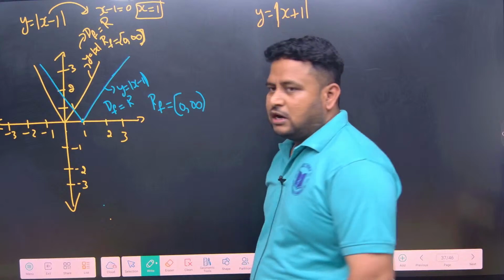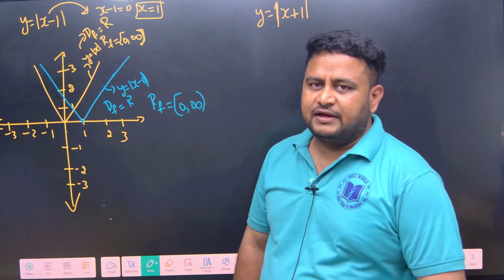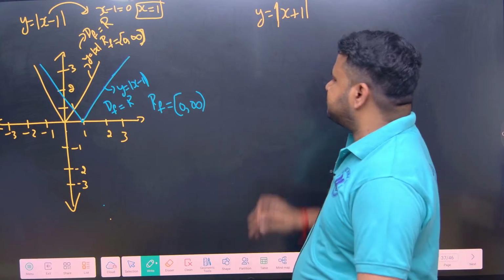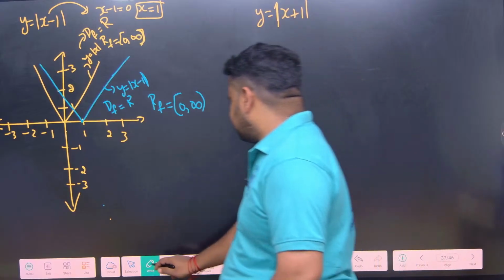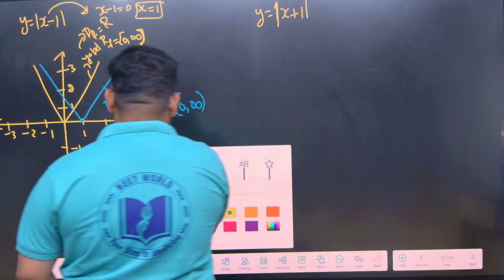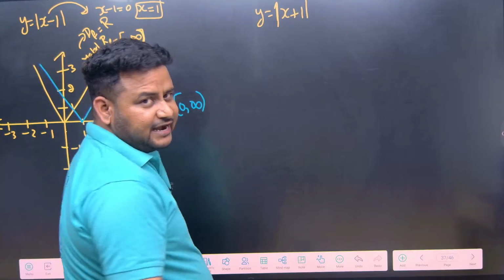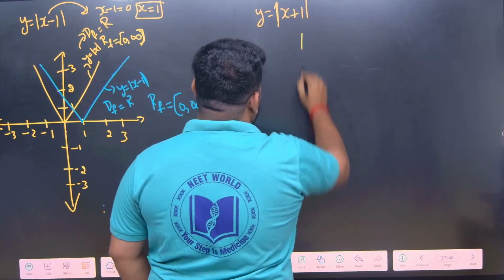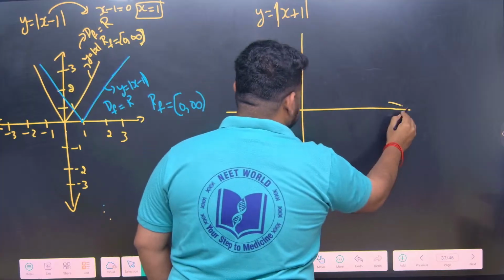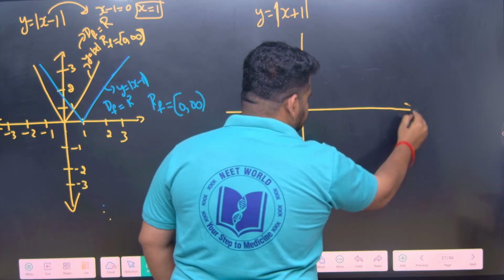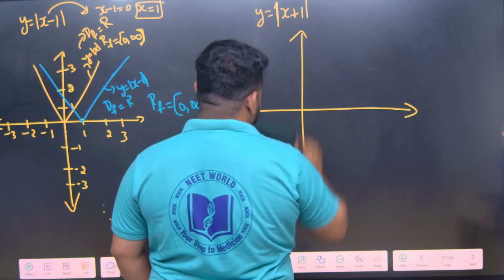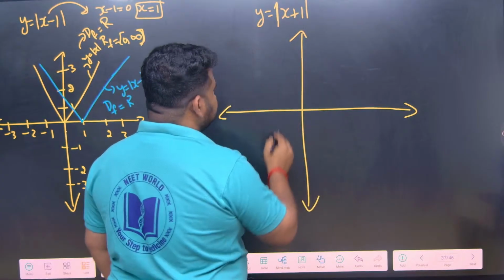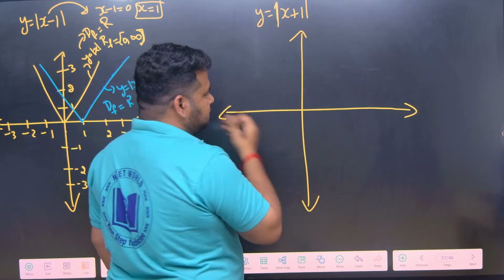We saw how the graph comes for y is equal to mod of x minus 1. Now mod of x plus 1. Let us see this graph. I think by now you would have got the idea of how to draw the graph for y is equal to mod of x plus 1. So first see here, x-axis and y-axis. We are having y is equal to mod of x plus 1.